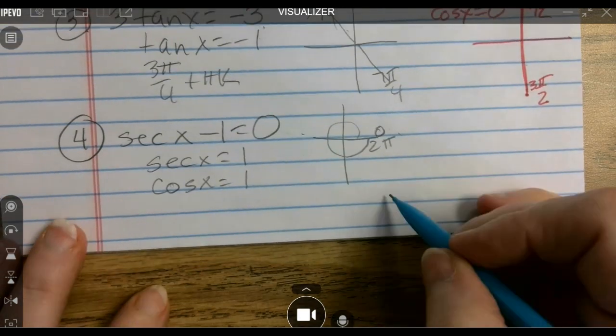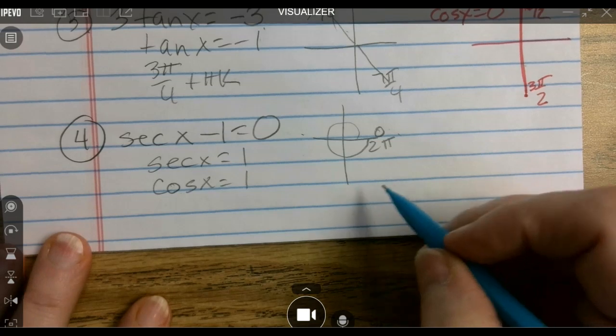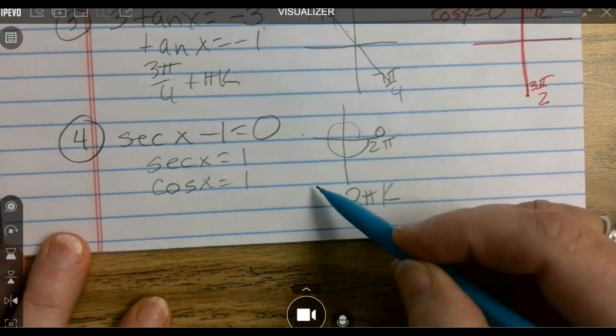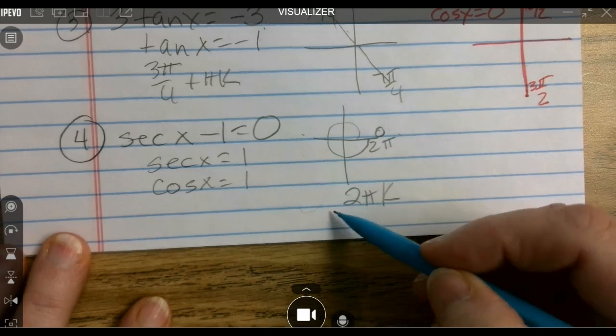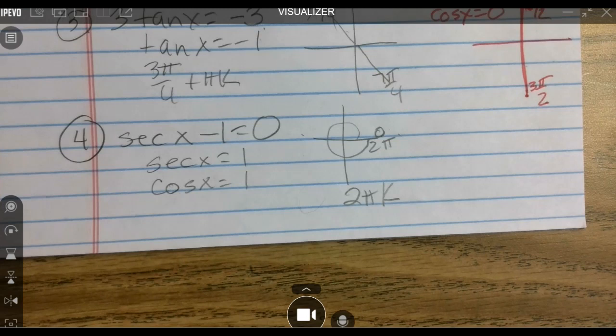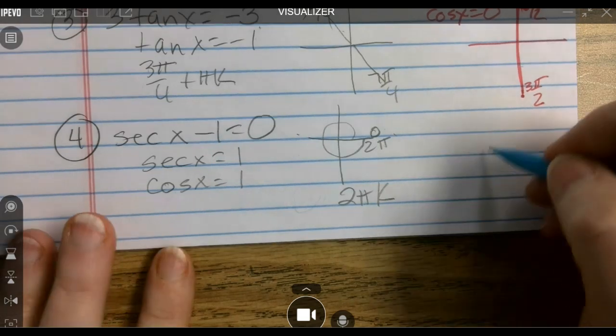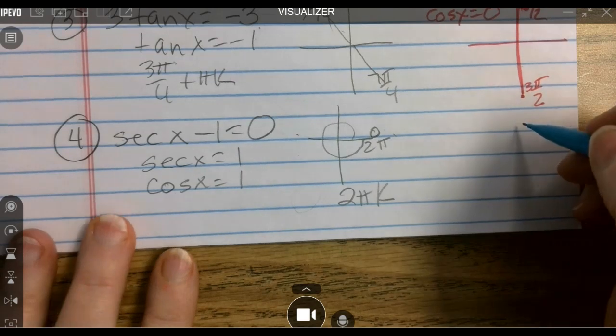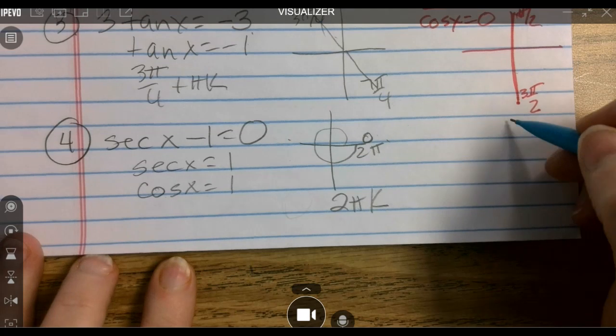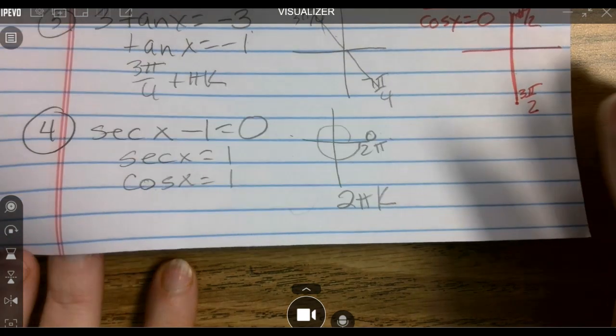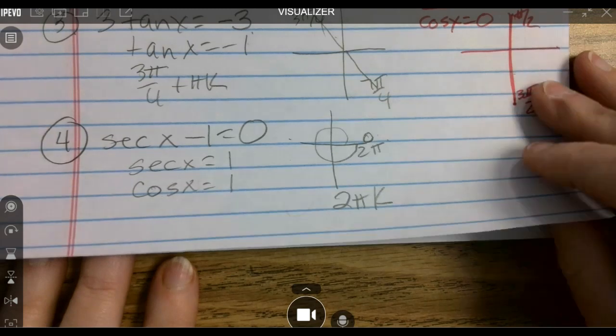So how am I going to write my answer? 2 pi k. Can I write 0 plus? Don't you dare. That's like me asking you how old you are. 16 plus 0. 15 plus 0. Then I'm going to write on your paper that you got a 95 times 0. Because if 0 is that important, I can put it times 0. Okay? Just so we're equal on how we use 0. We don't write plus 0. We don't write times 0.